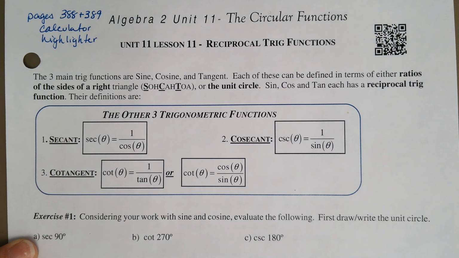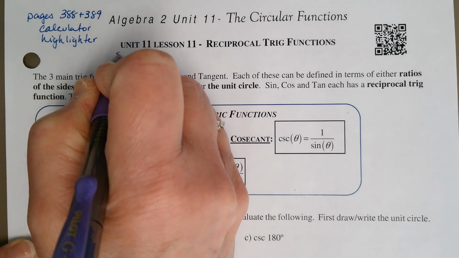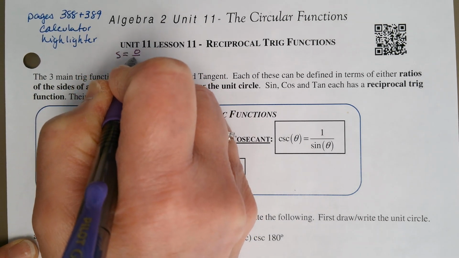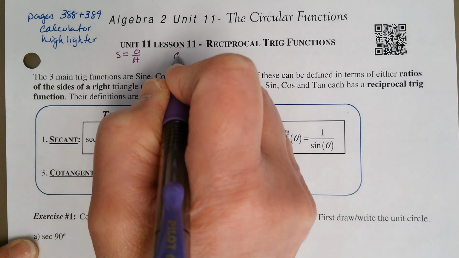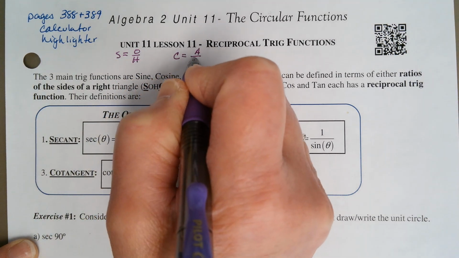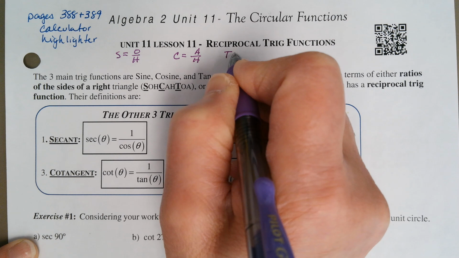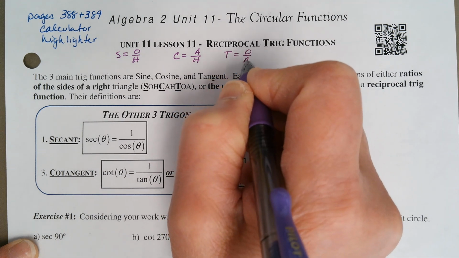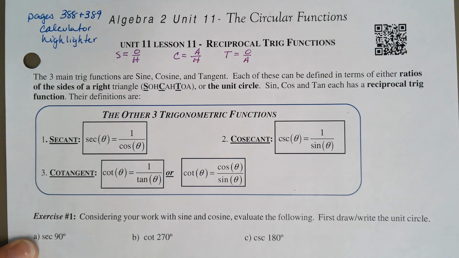Each of these can be defined in terms of ratios of the sides of the triangle, meaning SOHCAHTOA. Sine equals opposite over hypotenuse. Cosine equals adjacent over hypotenuse. And tangent equals opposite over adjacent, or the unit circle.